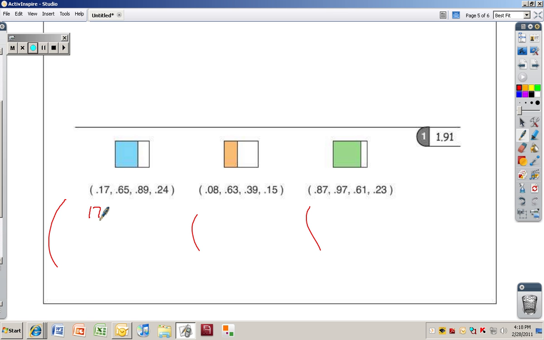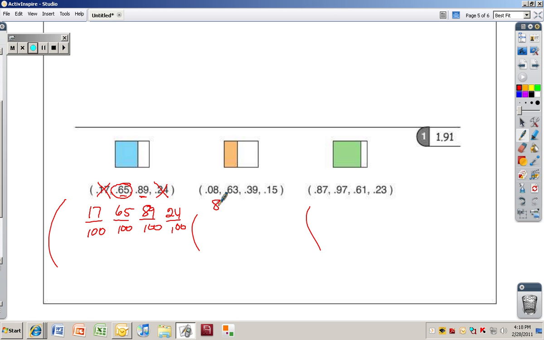This first one you should have written 17 hundredths, 65 hundredths, 89 hundredths, and 24 hundredths. Easy, okay? And this is more than half of it, a little bit more than half. So you know it can't be these because that's less than half. And it's not quite 89 hundredths. That's almost the whole thing shaded. It's going to be 65 hundredths.